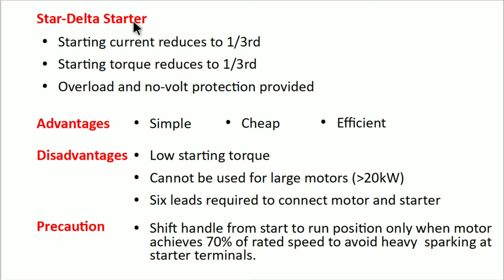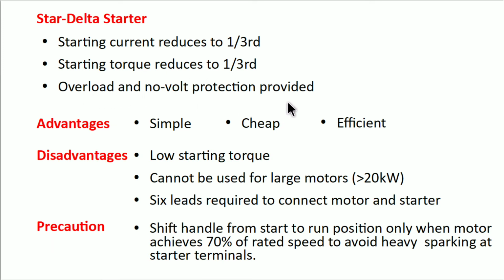Now let us sum up. The starting current is reduced to 1/3 of its value compared to when no star delta starter is used and the motor is connected direct to line. Consequently, the starting torque also reduces to 1/3 because it is directly proportional to current. So starting torque becomes poorer, meaning we cannot start the motor on load. First the motor is started without load and then it is engaged with the load after starting.